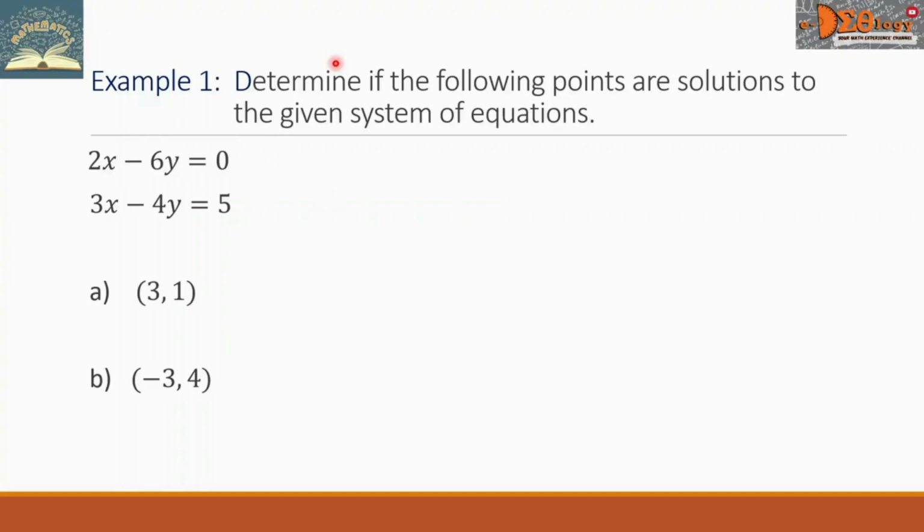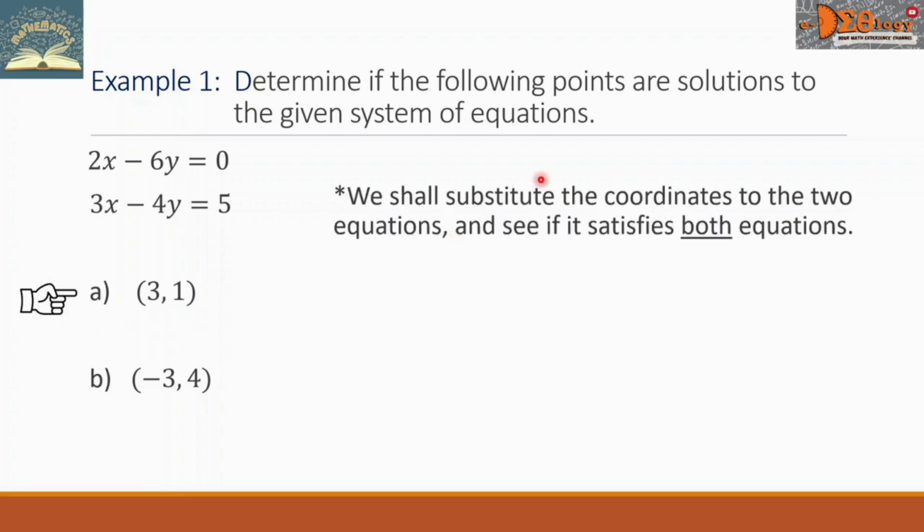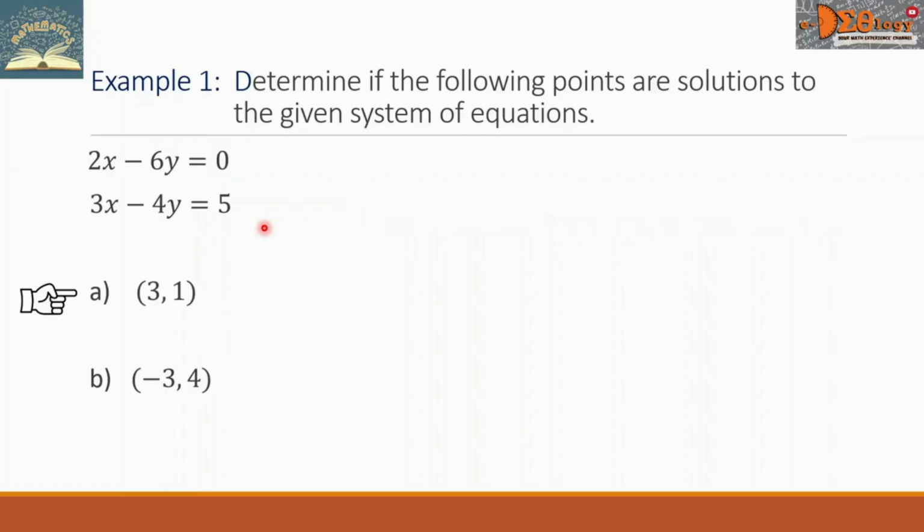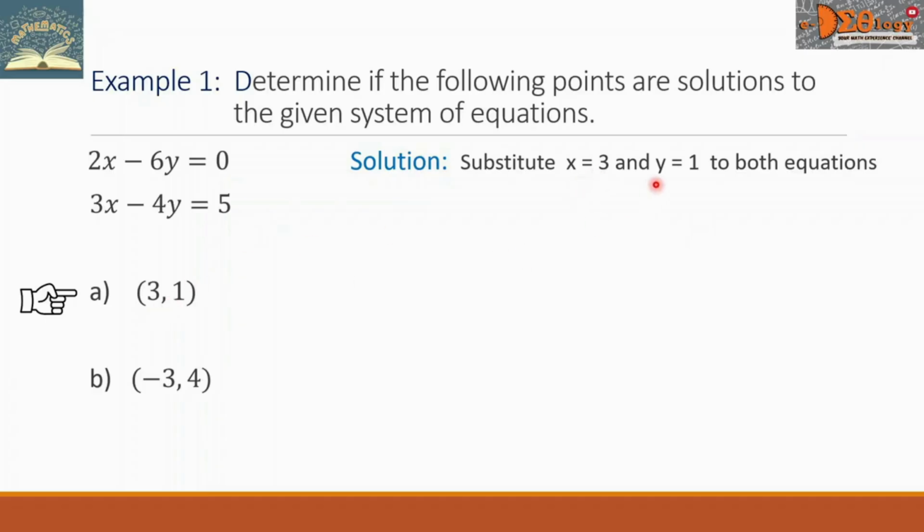Example 1. Determine if the following points are solutions to the given system of equations. We have 2x minus 6y equals 0, 3x minus 4y equals 5. We have here 2 points. Let's begin with point A, (3, 1). We shall substitute the coordinates to the two equations and see if it satisfies both equations.